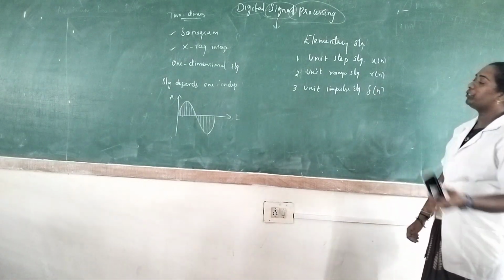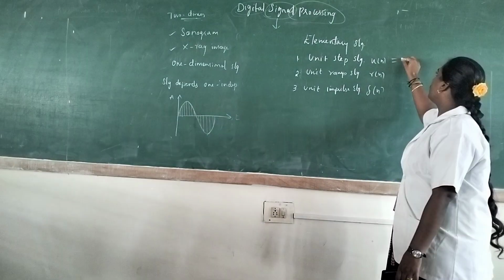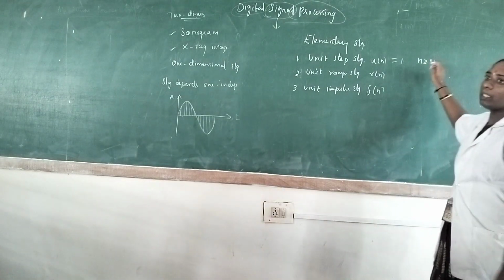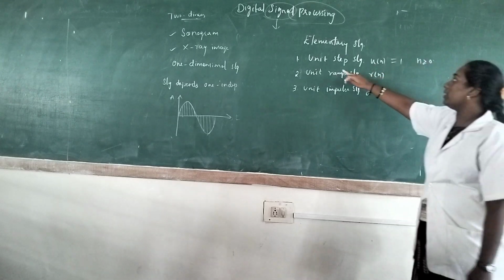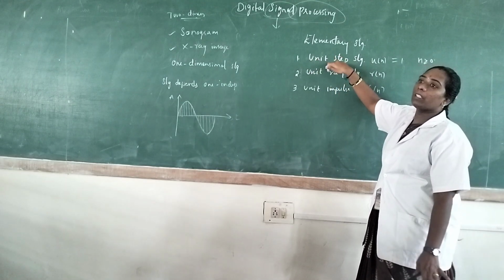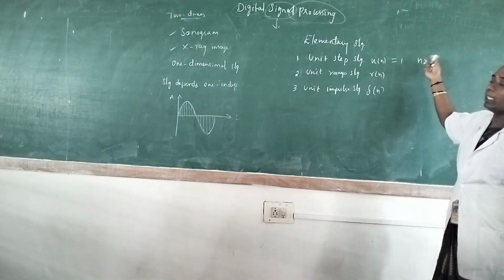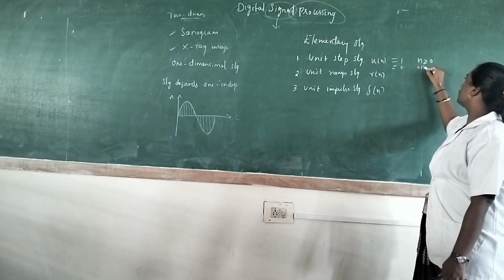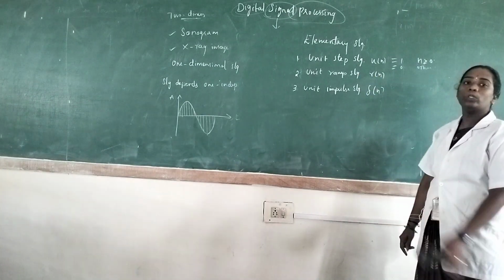Here there is a condition for the unit step signal: U of n will be 1 when n is greater than or equal to 0. In this condition, the unit step signal will be 1. Here they have mentioned unit step, hence the amplitude value will be 1. In a general step signal, the value can be varied, but in a unit step signal, the value will be 1 when n is greater than or equal to 0. Otherwise, it is 0. So this is the unit step signal.